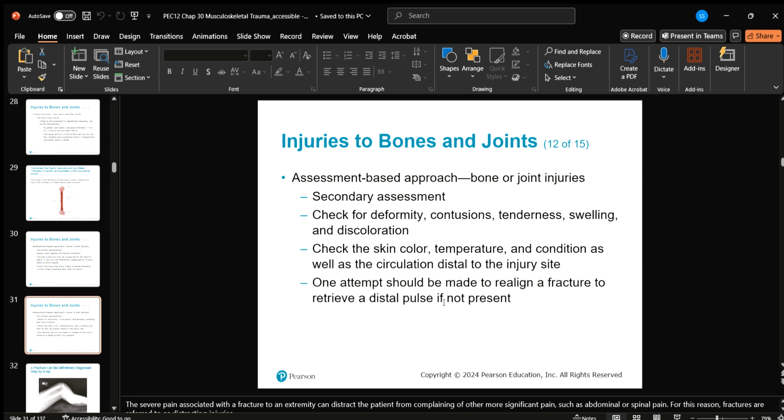That DCAP-BTLS is always going to be important when we're assessing these patients. Checking for skin color, CTT, color, condition, and temperature, is going to be very important. PMS: is the pulse, motor, and sensory present? It says here, this is important: one attempt should be made to realign a fracture to retrieve a distal pulse if it's not present. That is, if we have a tib-fib fracture and we do not have a distal pulse, so we're checking the dorsalis pedis and we do not have a pulse, we can make one attempt to realign the bone, and if it doesn't work, we give it up.